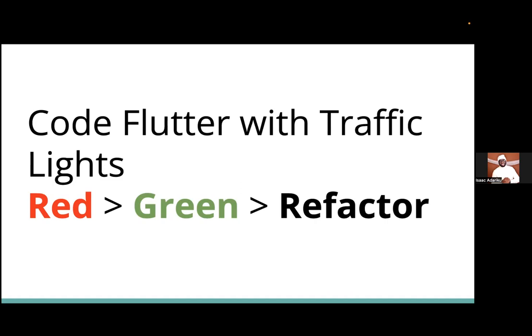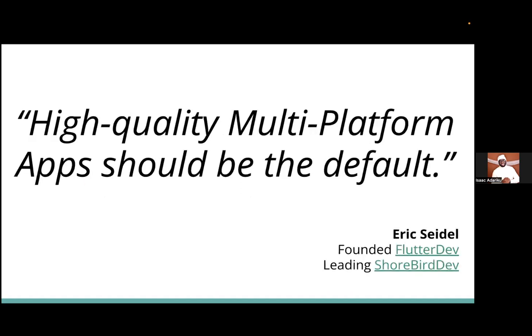So I think last week, around Flutter Conference 2023, the founder of Flutter, Eric, who is leading Shorebird Dev at the moment, said high quality multi-platform apps should be the default. It should just be the default for you to create high quality multi-platform apps, regardless of whether you are coding individually or with a team of developers. This should be the default state for our app. I mention this because Flutter is actually going everywhere.